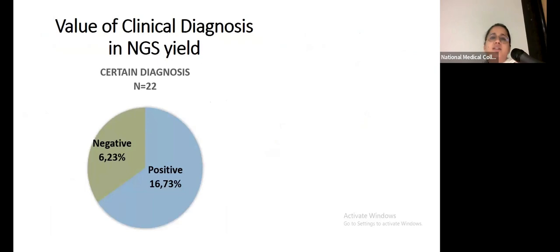So, what is the value of making a clinical diagnosis, when next generation sequencing is so readily available and we can just take the blood of the patient and make a diagnosis? We found that in our cohort, we could make a very specific clinical diagnosis in approximately 22 cases. In nearly 73% of those 22 cases, we could find a pathogenic or likely pathogenic variant. There were 23% of cases where, despite a good phenotype, we could not find a pathogenic or likely pathogenic variant in the couple.